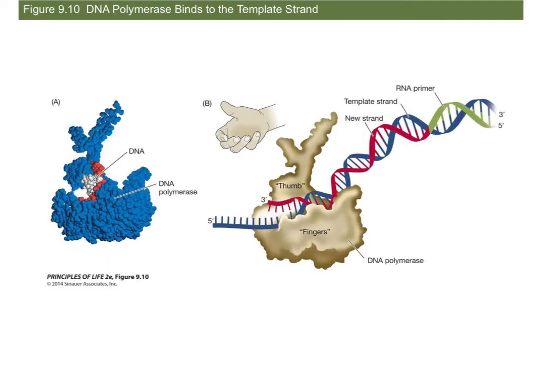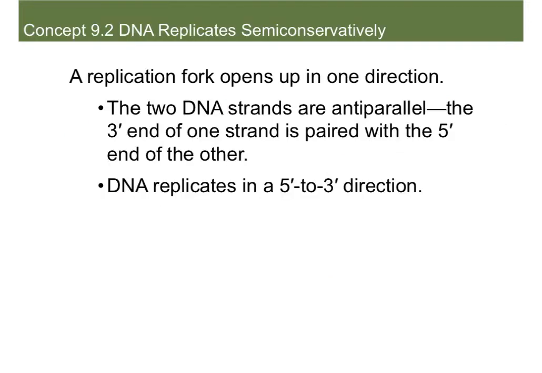So here's a diagram of what they mean by that. Okay, you have the thumb, you have the fingers, and you have the palm where the DNA is kind of laying. That's going to allow that DNA polymerase to change shape and catalyze those phosphodiester bonds.